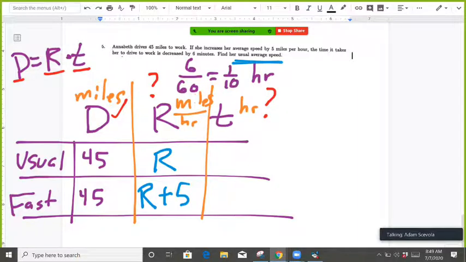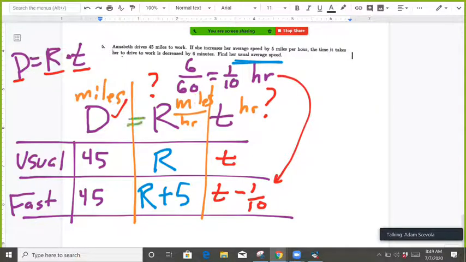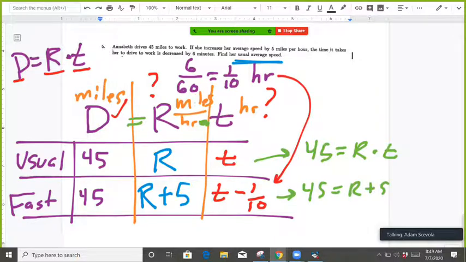So it says, the time when she drives 5 miles faster, the time it takes her to drive to work is decreased by 6 minutes. So we don't know what her usual time is, but we know when she drives faster, her time is decreased by 6 minutes, which is the same thing as 1/10 of an hour. Okay? Alright, and now we have a system of equations, because distance is equal to rate times time. So 45 is equal to R times T. 45 is also equal to R plus 5 times T minus 1/10.